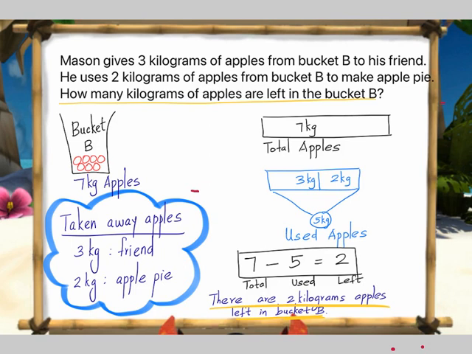Okay, so since 5 kg was taken away from the bucket B, which is 7 kgs, we have to subtract and find the difference. So 7 minus 5 equals 2. There are 2 kilograms of apples left in the bucket. So that is what we have to find. We have to find how many kilograms of apples are left in the bucket. So we found that there are 2 kilograms of apples left in the bucket.